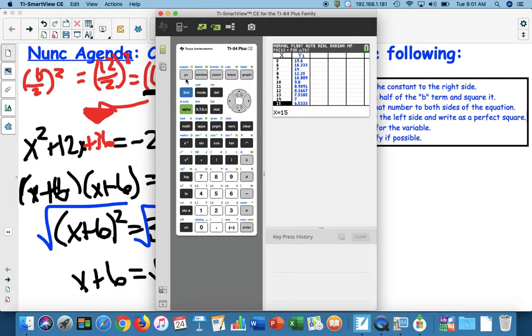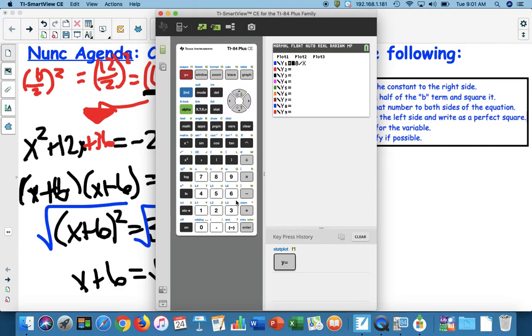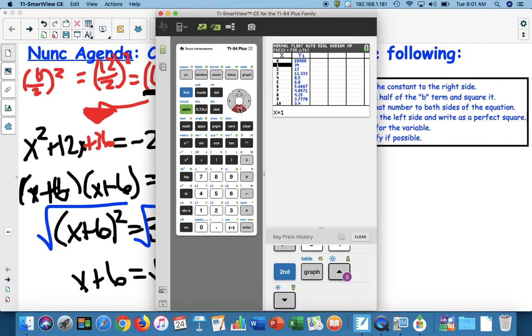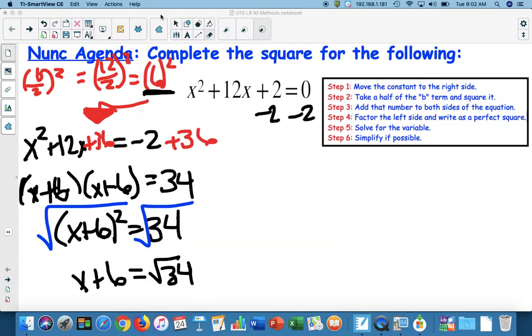There we go. Alright, so we go to y equals. Our number we're looking for is 34 divided by x. Second graph. And let's see what we got here. According to this, my only factors of 34 are 1 and 34, and 2 and 17. I don't have any other factors. So since I don't have any other factors, I cannot break down 34. I leave 34 as is.